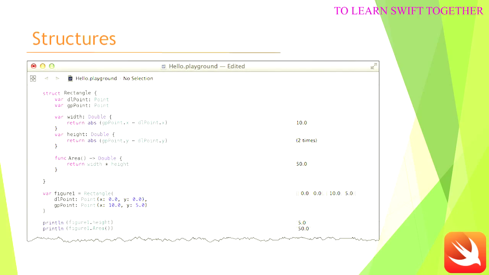In structures, we can also use the computed properties and functions. For instance, we can see our rectangle structure with 2 additional computed properties, width and height, as well as one area method, which calculates the area of our rectangle. Structures may also have their own initializer, which we'll discuss further in the course.